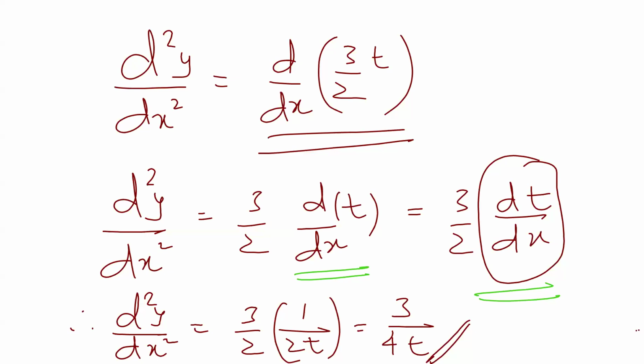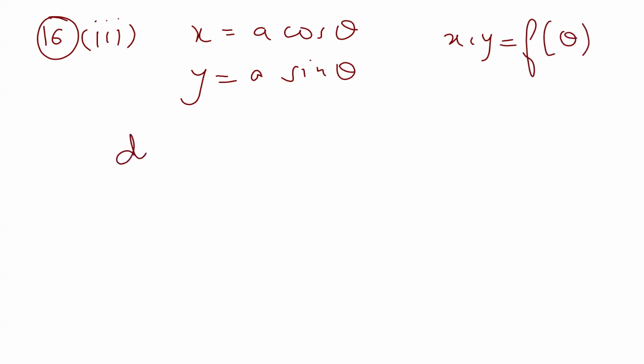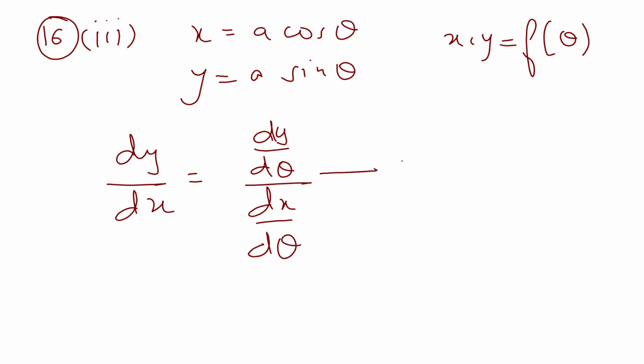Okay, let's go to 16 sub question 3. Sub question 2 you can do it for self study. x is equal to a cos theta, y is equal to a sin theta. x and y are functions of theta. Theta is the parameter. So to find out d square y by dx square, first we'll have to find dy by dx. So dy by dx is equal to dy by d theta upon dx by d theta. Equation number 1.